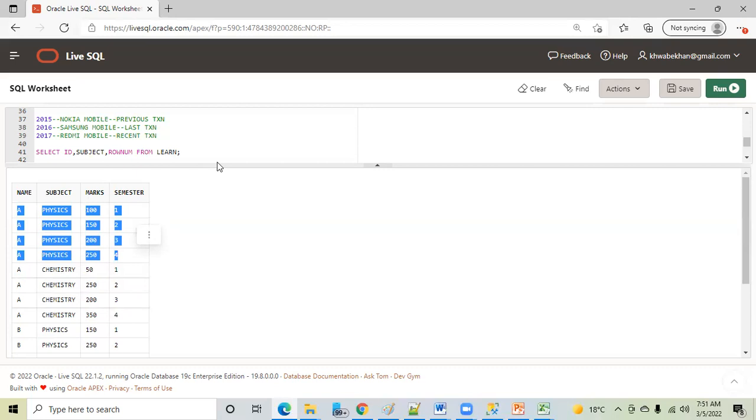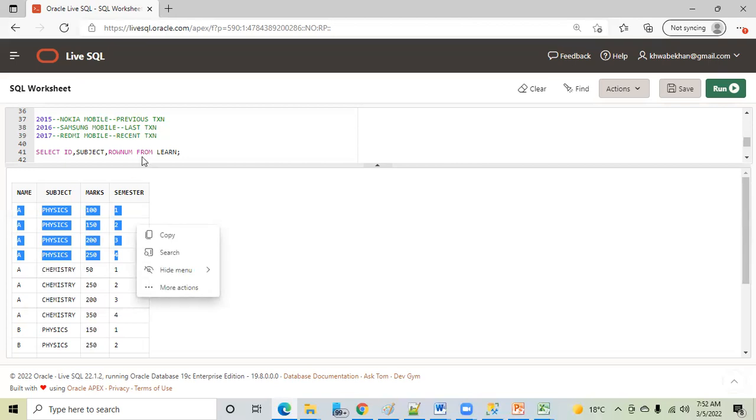Here, what I have to do is compare 100 and 150, then compare 150 and 200, then compare 200 and 250. The logic is that the second semester mark should be greater than the first, the third greater than the second, and the fourth greater than the third. If it is greater, then this is the record which fulfills the criteria. Is that clear? Yes, clear.